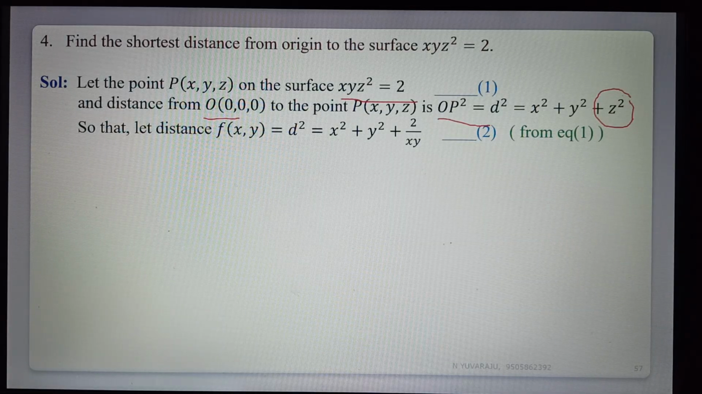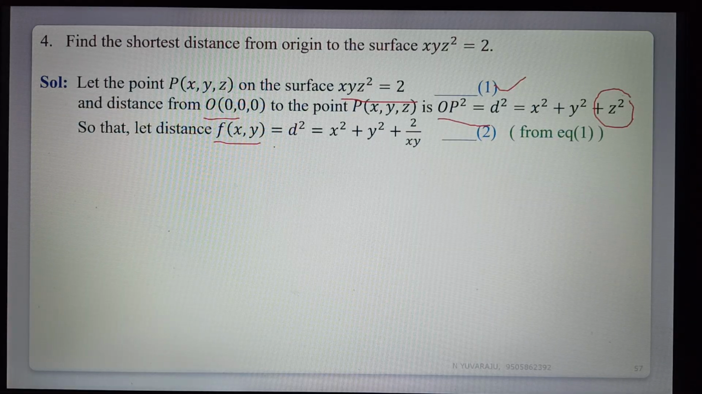But your distance is in 3 variables x, y, z. So now eliminating z. Eliminating z means from equation 1 we have to write z square is equal to 2 by xy. So here replacing, assume this shortest distance function is f of x comma y, that is x square plus y square plus 2 by xy. Now we have to show that this function has a minimum, because we are finding the shortest distance here.